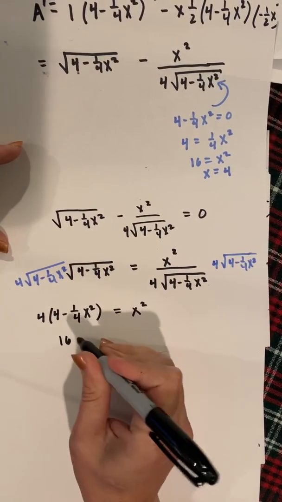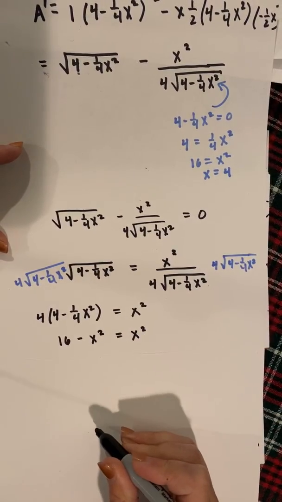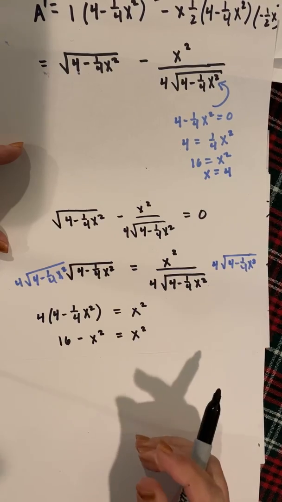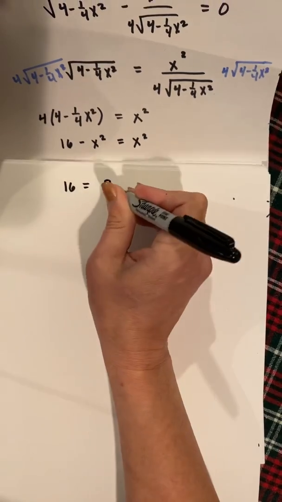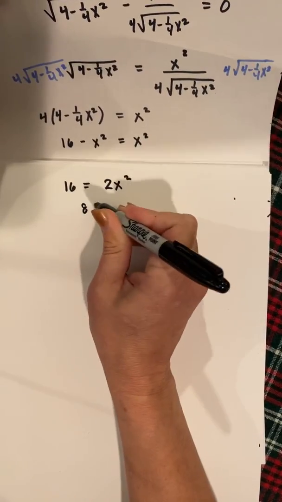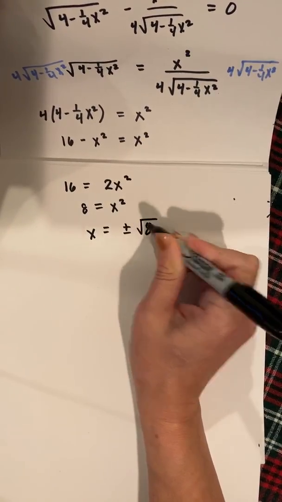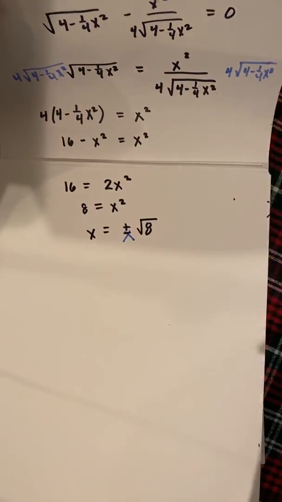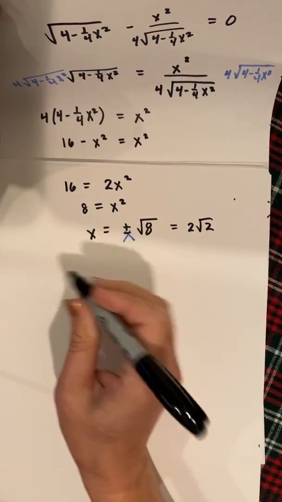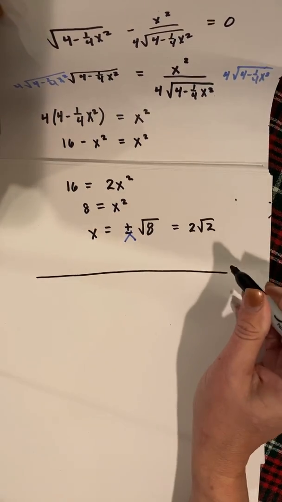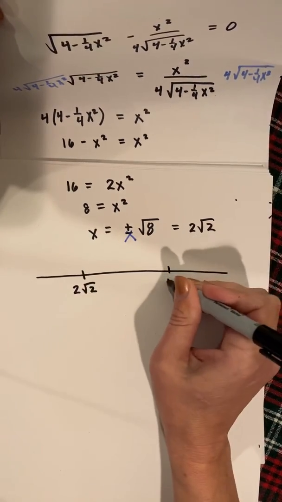So I get 16 minus x squared equals x squared. Add x squared to both sides. 16 equals 2x squared. Divide by 2. 8 equals x squared. x is equal to plus or minus the square root of 8. We're going to exclude the negative because that can't be the side of a rectangle. So x is equal to 2 square root of 2. So therefore my critical numbers are 4 and 2 square root of 2.